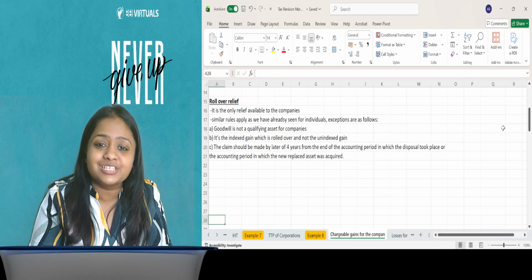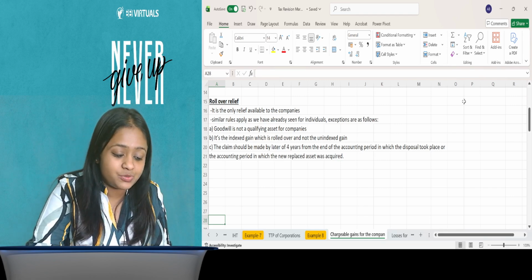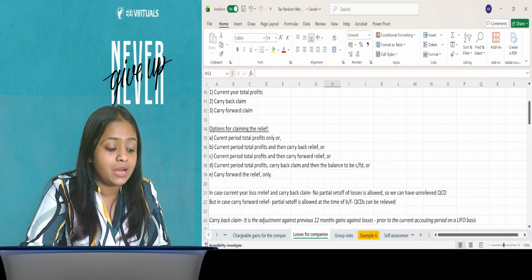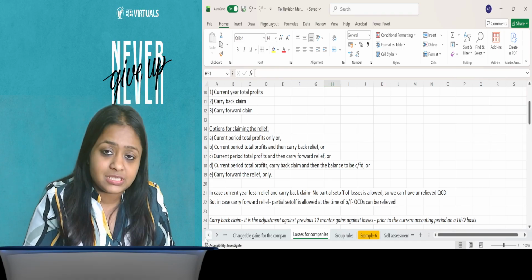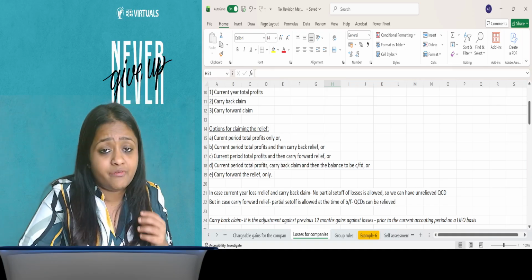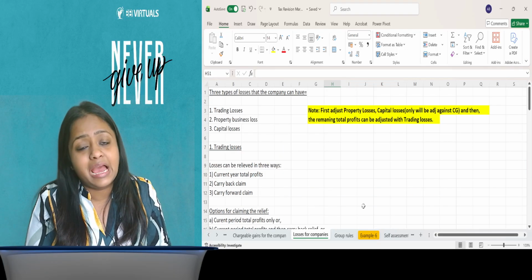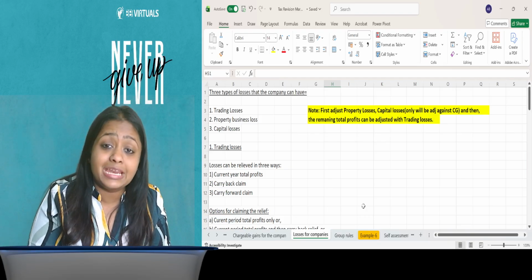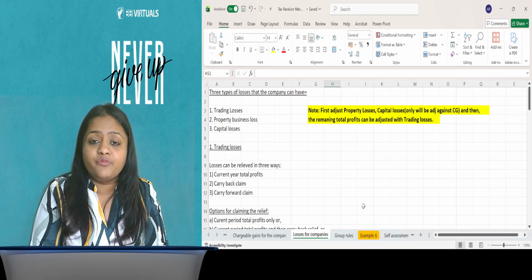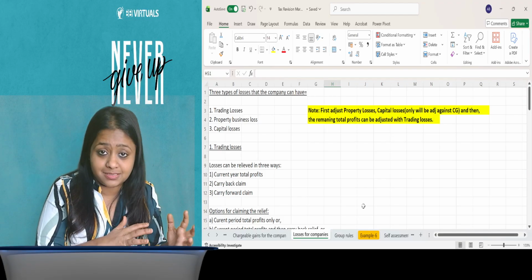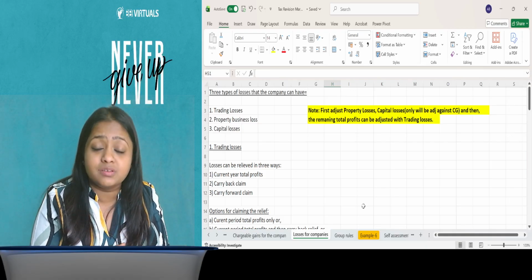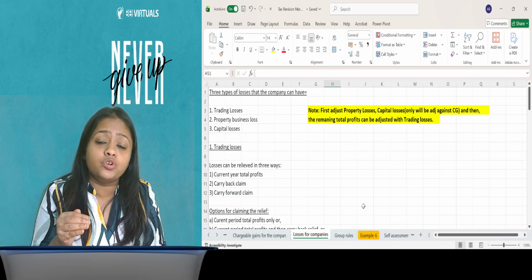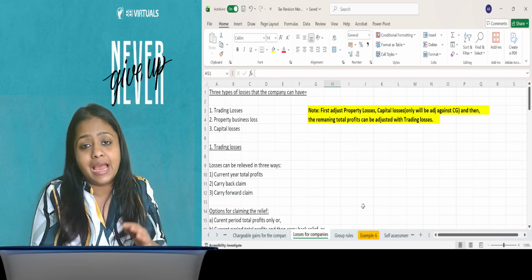That's all. You're done with chargeable gains revision. Simple and easy. Let's do the next one. The next one is losses for the companies. Now, please understand, in case of losses for the companies, when we do the losses adjustment, again here also we have a current year relief, carry back relief, and carry forward relief. The difference is that when we want to go for a carry back relief, that is, relief of the losses against the previous 12 months prior to the current CAP, then we need to do a current year relief first. First, make your total profit zero, and only then you can do a carry back relief.